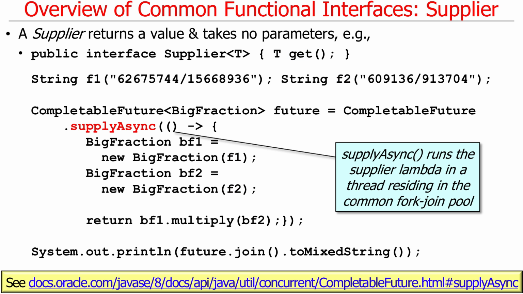Supply async is a factory method on CompletableFuture. We'll talk about this in great detail much later in the course. What it basically does is take the supplier lambda that's passed to it, and just like we do with lambdas, we create it, store it, pass it as a parameter, and then execute it later in another thread of control that resides in something called the common fork join pool. Don't worry too much about that at the moment.